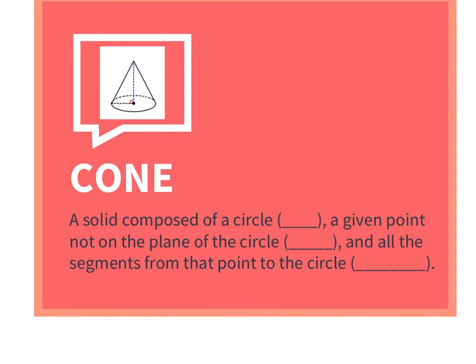A cone then is a solid composed of a circle, that's our base, a given point not on the plane of the circle, that's our vertex, and all the segments from that point to the circle, the rest of our cone. So we have our circular base, we have our vertex, and then everything else in between.